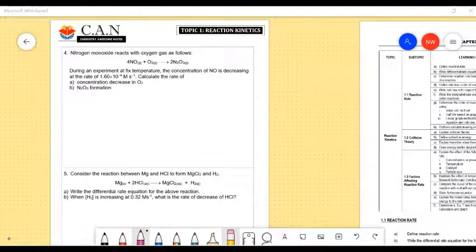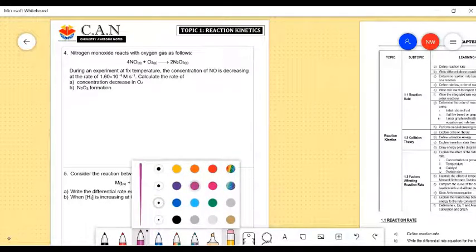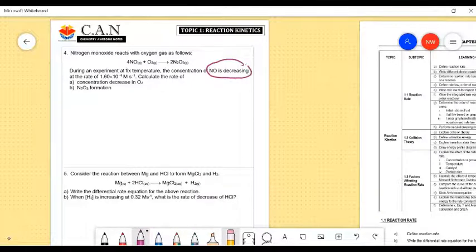Soalan yang keempat, nitrogen monoxide react with oxygen gas as follow. For NO plus O2 gas, you akan dapat N2O3. During an experiment at fixed temperature, the concentration of NO is decreasing at the rate of 1.60 times 10 to the power negative 4 ms negative 1. So, dari diberi dekat sini adalah concentration of NO is decreasing. When NO, kita tahu NO kita adalah reactant. So, concentration dia decreasing at the rate of 1.60 kali 10 kita dapat S negatif 1. So, di sini kita dapat hint.